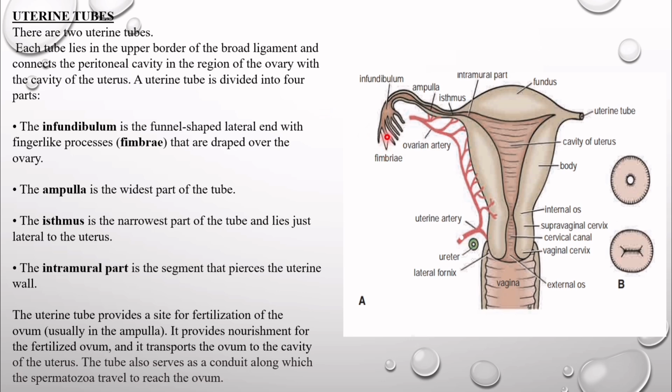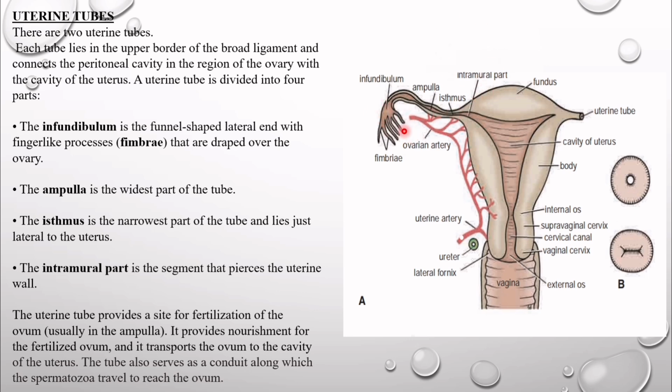Uterine tubes. The uterine tubes connect to the ovary, but there's a space between the ovary and the uterine tubes. The uterine tubes are divided into the infundibulum, ampulla, isthmus, and intramural part.